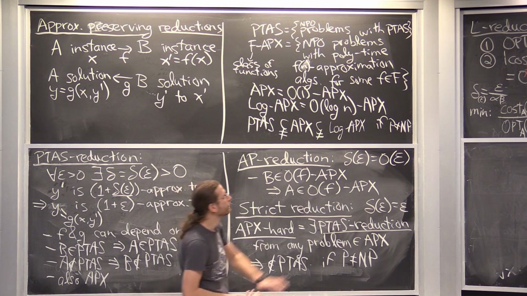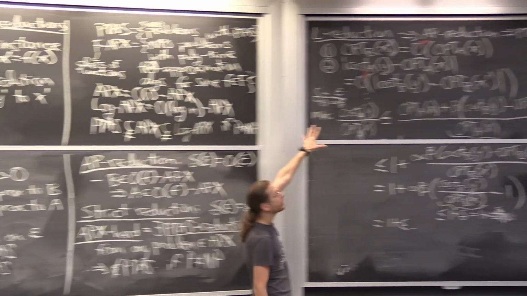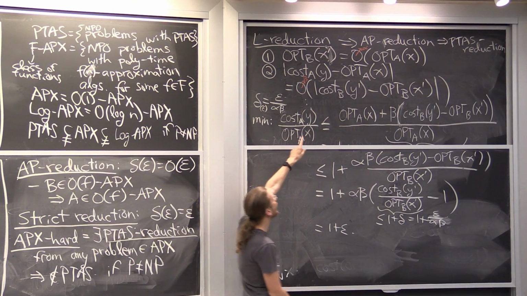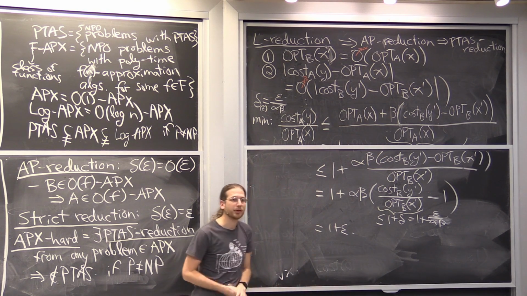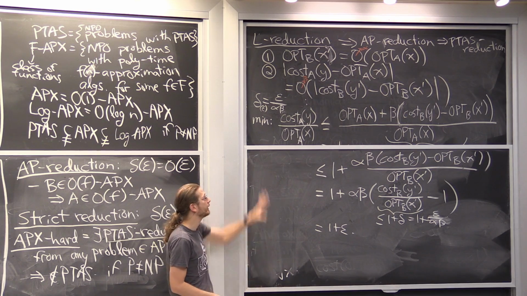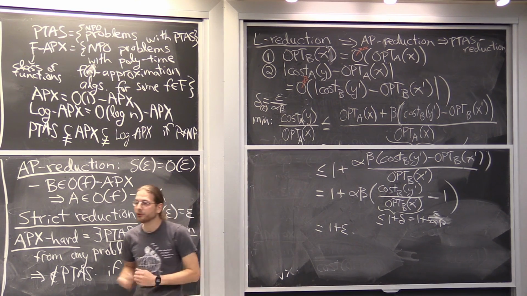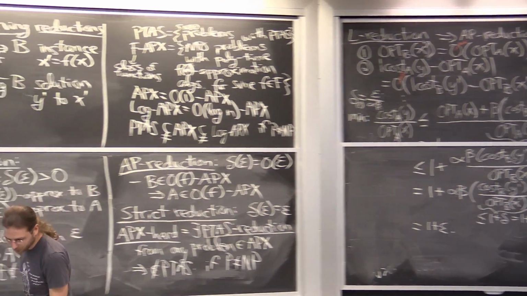OK, L-reductions also, they do work in the 0 case, right? If you have an optimal solution to x prime, you will get an optimal solution to x. So they are also NP reductions. Again, it's a generalization of, or strengthening of, the type of reduction we saw in all previous lectures.